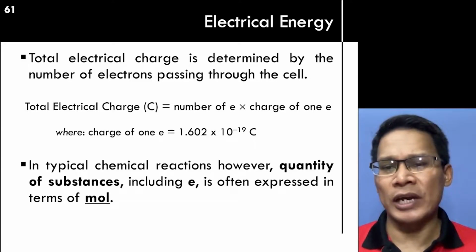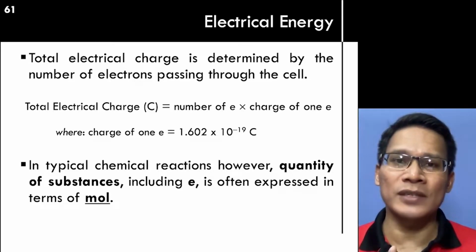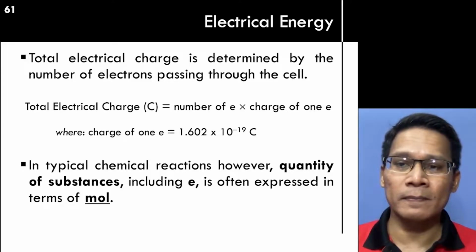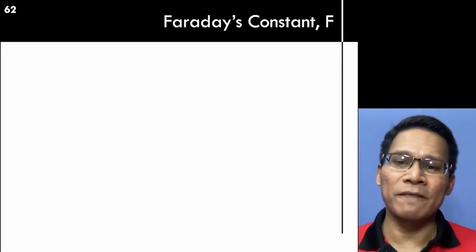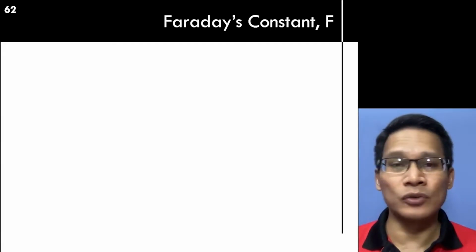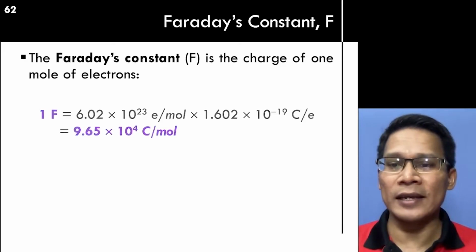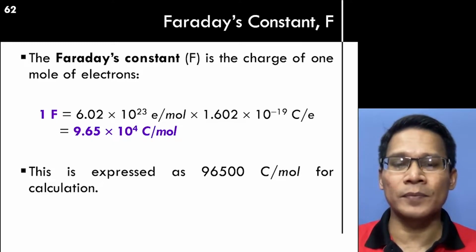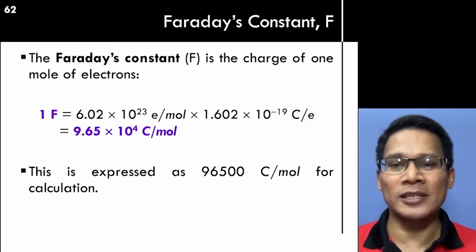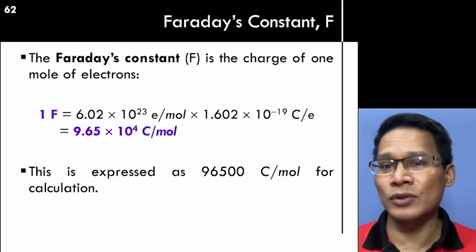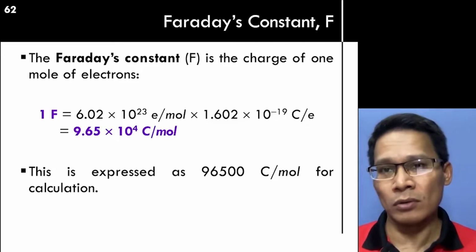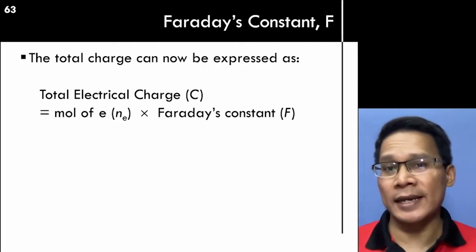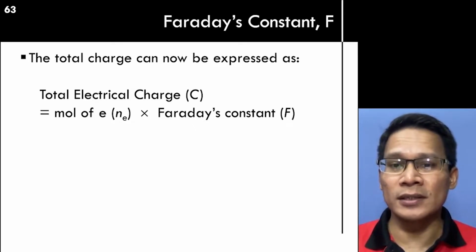Thus, we have a second equation to calculate C, as shown. In the studies of chemistry, however, we typically express the amount of substances, including electrons, in moles. We can now introduce the Faraday's constant to help with calculation using moles. 1 Faraday is the amount of electrical charge carried by 1 mole of electrons. Generally, we just express 1 Faraday as equal to 96,500 coulomb per mole. We can now express the second equation in terms of the Faraday constant as shown.